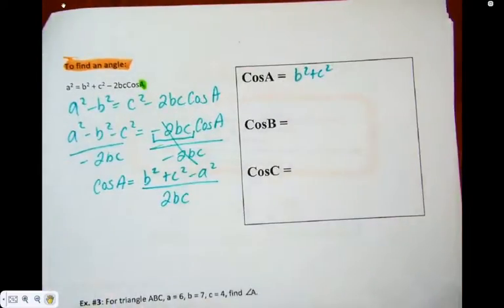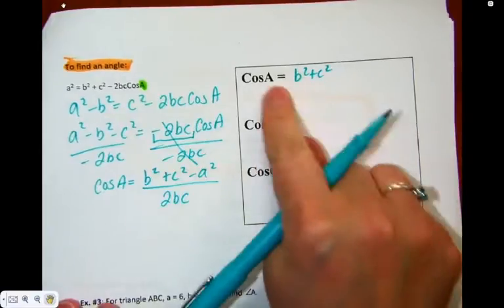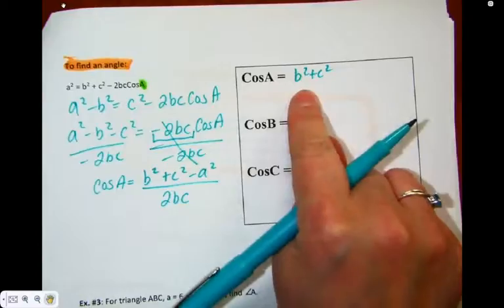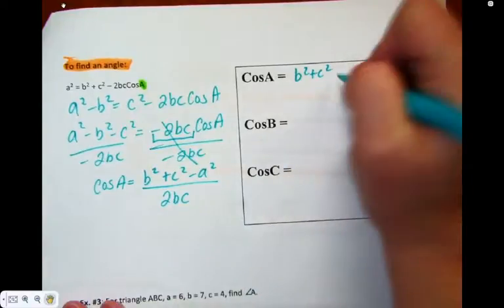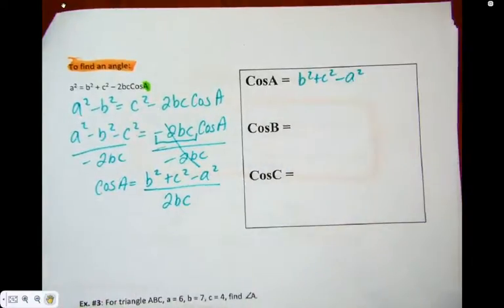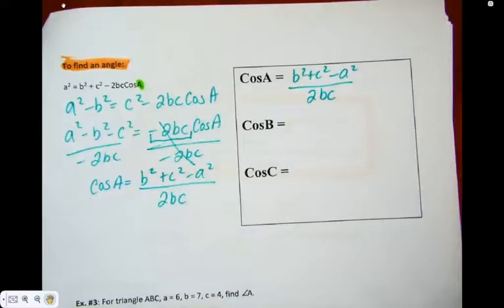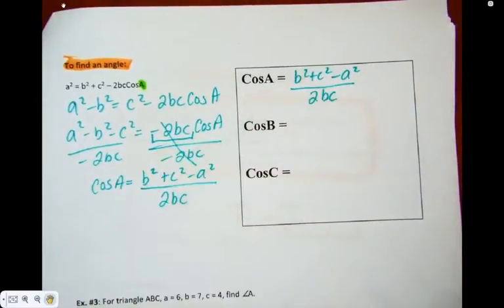And the reason I did that rearranging is because now it kind of starts off like the other formula. If there's A on the left, you start with B and C on the right. Then you subtract the same letter that's on the left. And then you divide by 2 times those first two on the right, B and C. So that's why we did that rearranging, just so it kind of starts like the other one. So it's just the same formula, just rearranged.